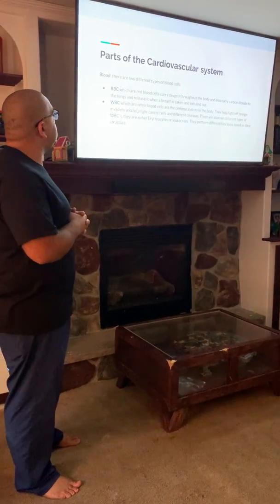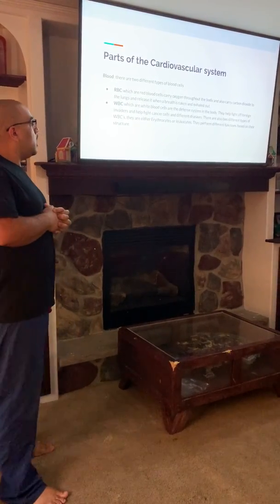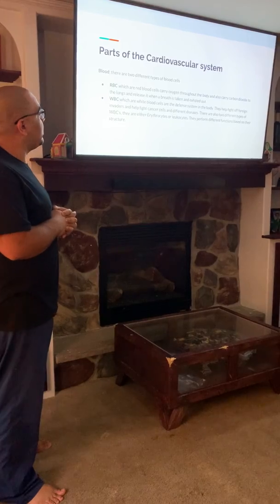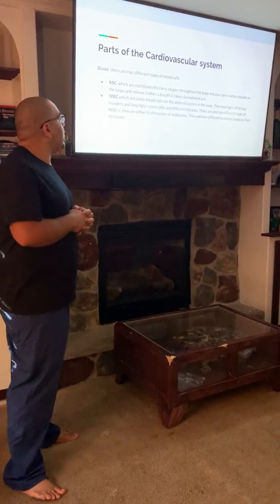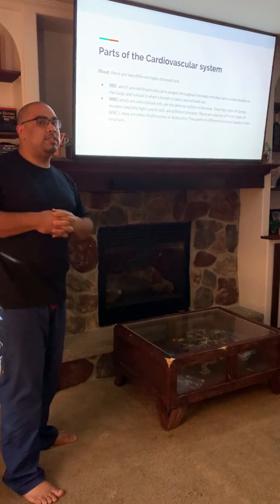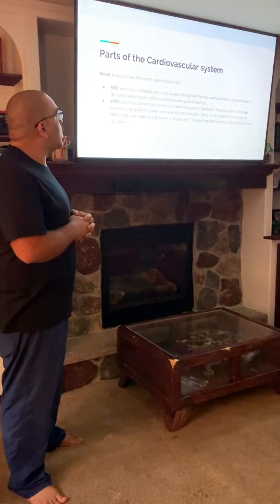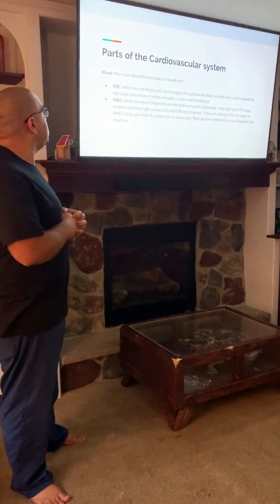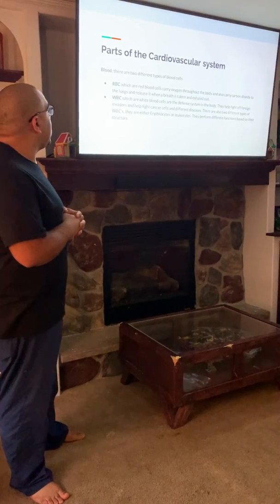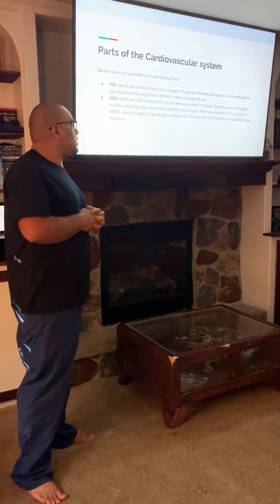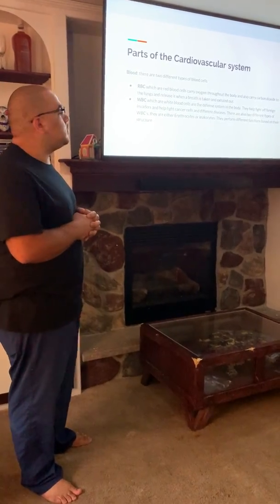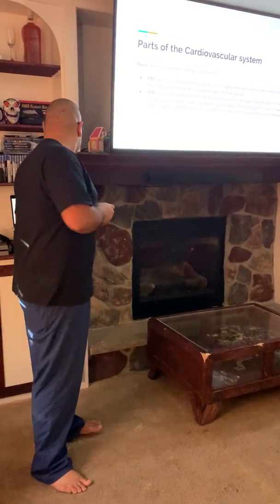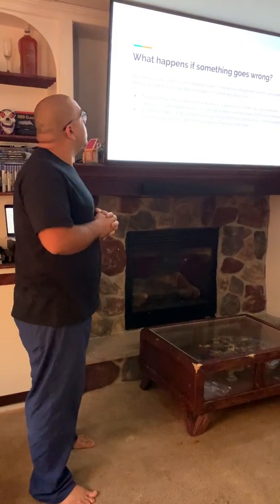White blood cells are the defense system in the body. They help fight off foreign invaders and help fight cancer cells and different diseases. There are also two different types of WBCs. There are either erythrocytes or leukocytes. They perform different functions based on their structure.